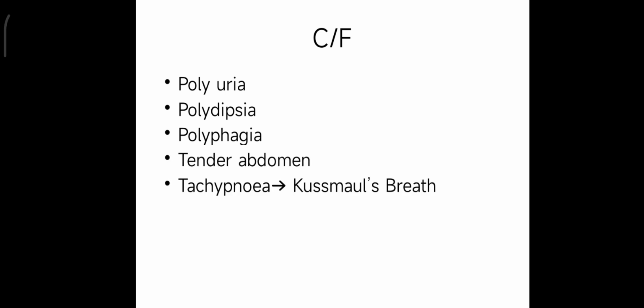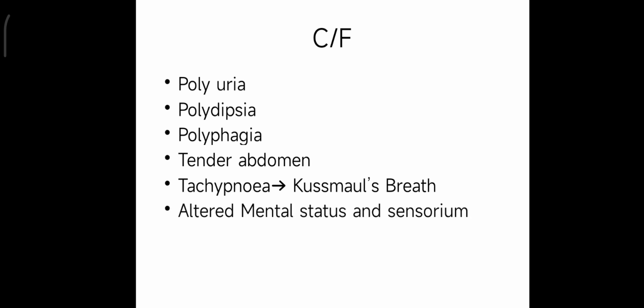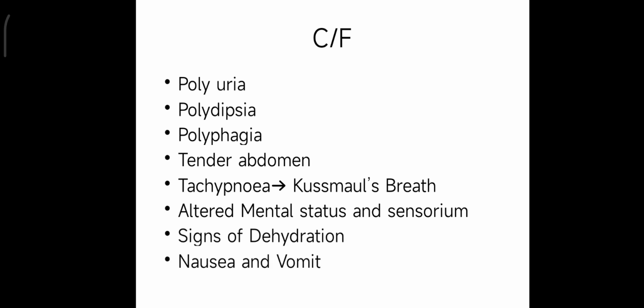Talking about the clinical features, they include all the features of diabetes mellitus such as polyuria, polydipsia, polyphagia, and it also includes the features regarding tender abdomen, and it also causes tachypnea. That tachypnea includes Kussmaul breathing, that is fruity odor breathing, and that causes altered mental status and altered sensorium, and it also leads to signs of dehydration. It also causes nausea and vomiting, as I said in the previous slide.